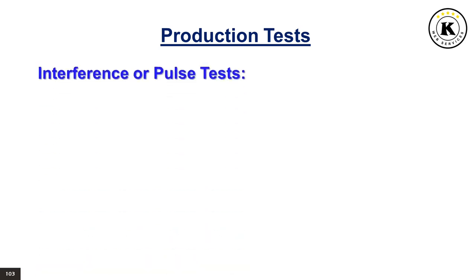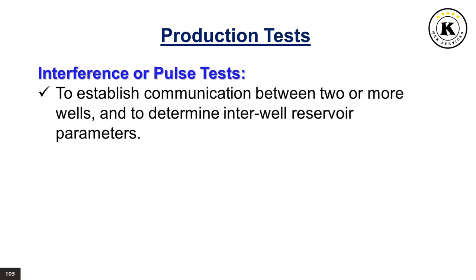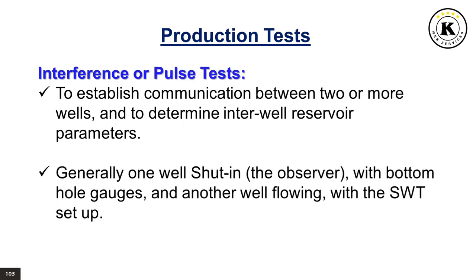Interference or pulse tests. This type of well test is performed to establish communication between two or more wells, and to determine inter-well reservoir parameters. Generally one well is shut in, the observer, with bottom hole gauges, and another well is flowing, with the surface well testing setup.